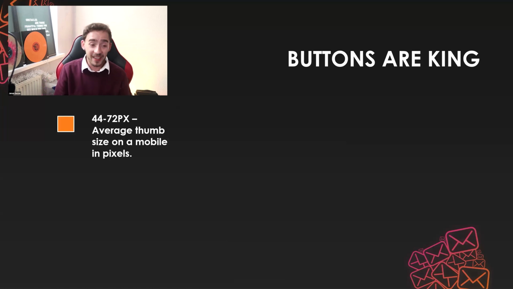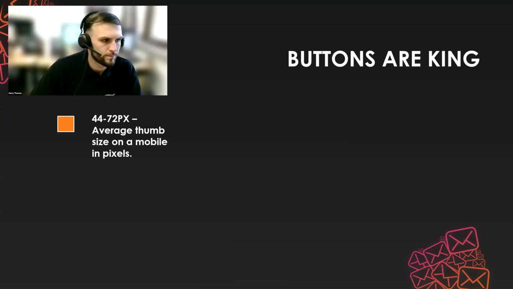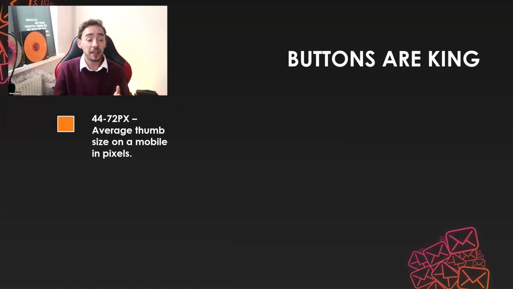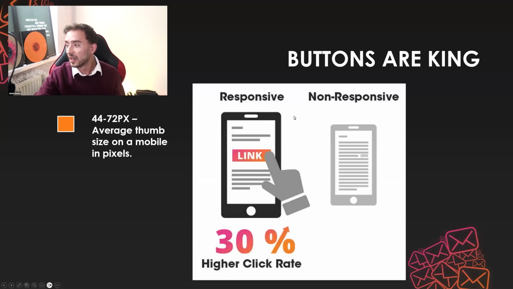So buttons are king. You need to use as many buttons as you can because they really help. Try to move away from using hyperlinks inside body text. It's still okay to do that in many cases. However, buttons just provide many advantages. Let me get into them now. So your average font size on a mobile is 44 to 72 pixels. Therefore, if you imagine my mouse was my thumb and I was trying to click this link here, imagine this text was very small. It's very hard to click between the lines and click on it.